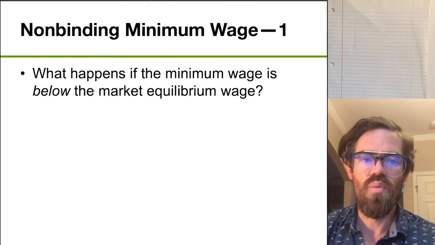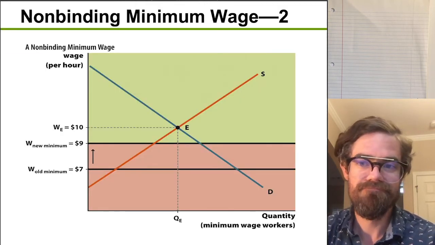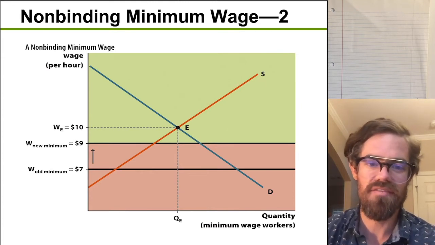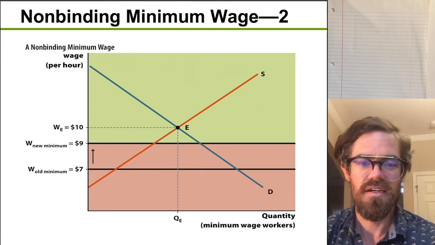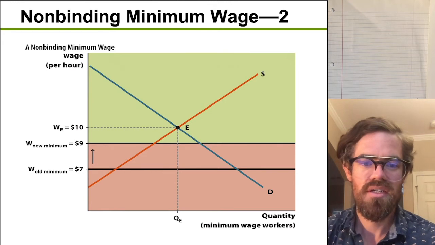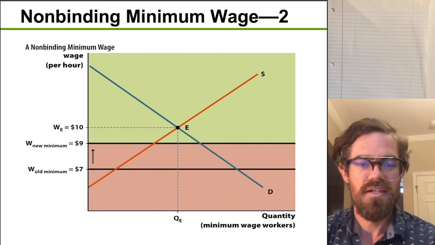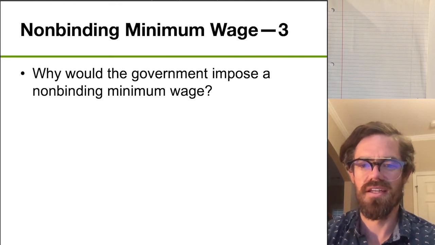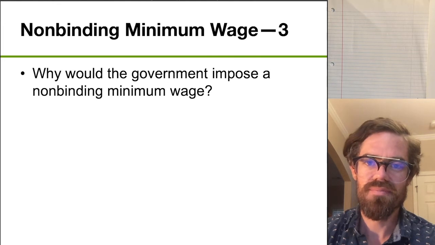What happens if minimum wage is below market equilibrium, though? It's non-binding. Well, nothing happens, right? As we've seen before with non-binding price controls, they have no effect. So if we had a labor market with a $10 equilibrium wage and the minimum wage went from $7 to $9, basically nothing would change. So the good question is, why would the government do such a thing and have a non-binding minimum wage? Well, the answer is it looks good politically.